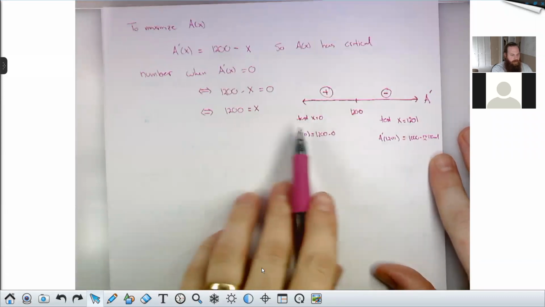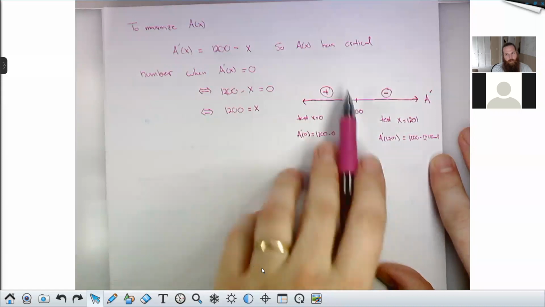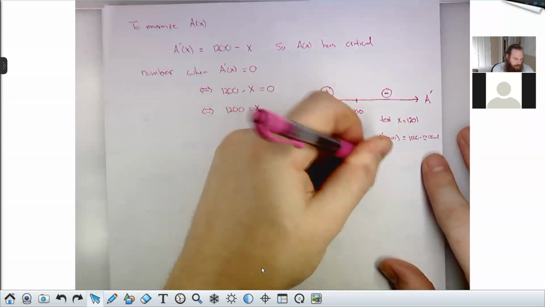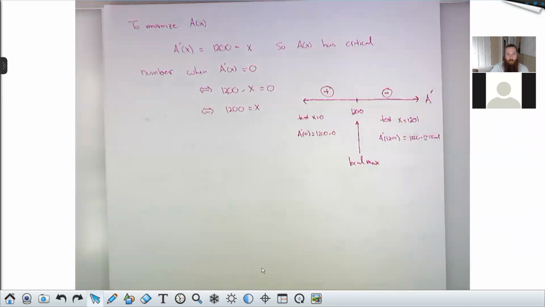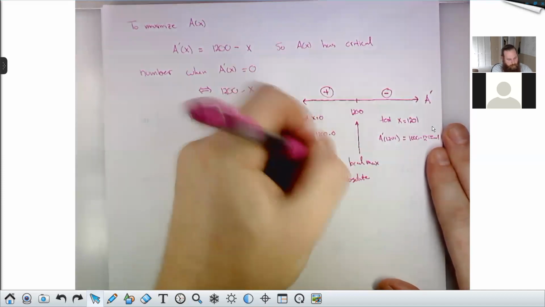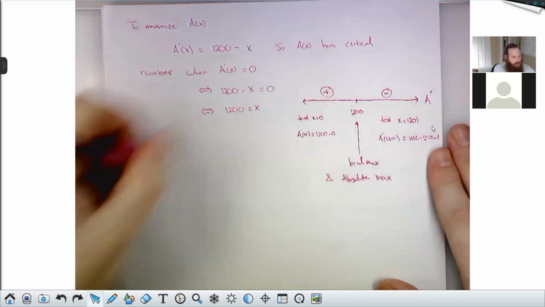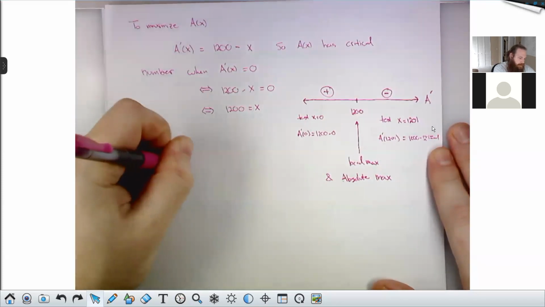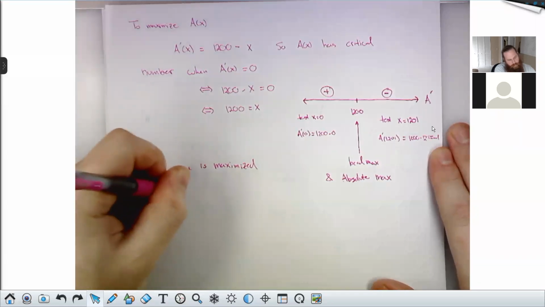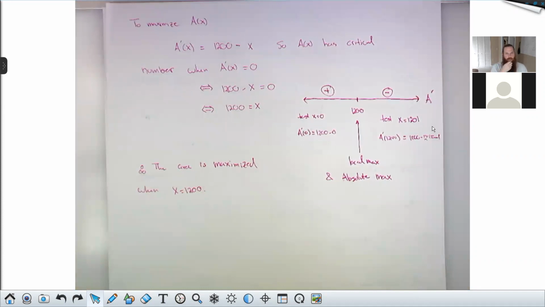This tells me that the area is increasing as x gets bigger and bigger until you get to 1200, where it turns around and starts decreasing. So this has to be a local max. And in fact, it's an absolute max. If you think about what the graph of A of x looks like, it's a parabola opening down. It's the only max. And the function is increasing everywhere to the left of it, decreasing everywhere to the right of it. So this is also absolute. So the area is maximized when x is 1200. And then we can solve for y.